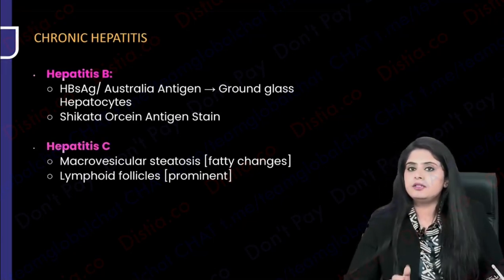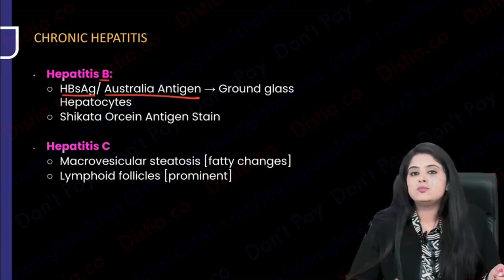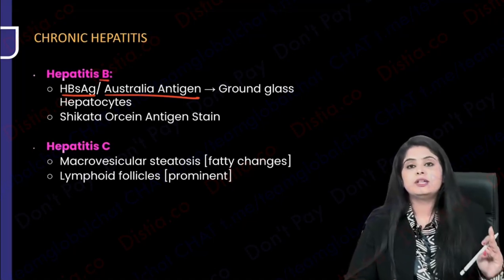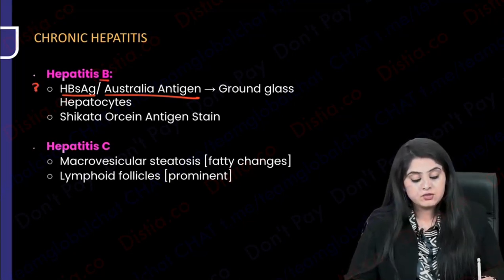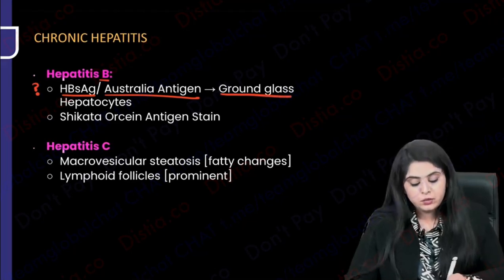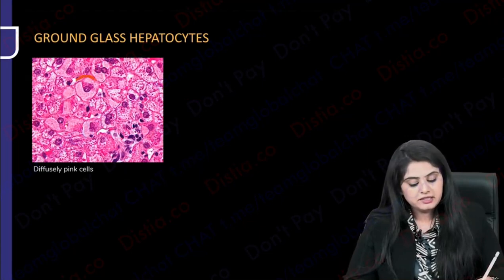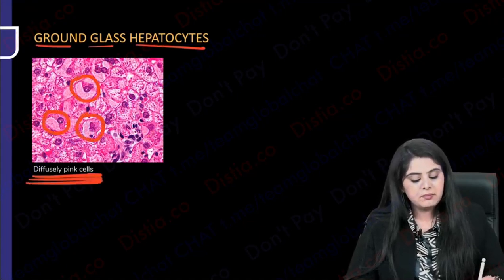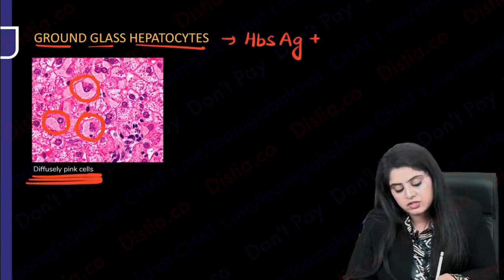So let me look at them under the microscope. Hepatitis B, remember it had an antigen called HBsAg, Australia antigen, yes? So first you'll say, ma'am, first tell me, can you look at it on a pink and blue slide and find out that maybe HBs antigen is there? Yes. We see ground glass hepatocytes. Can you all see there are these big cells which are diffusely pink? Ground glass hepatocytes are extremely pink cells and they are indicative of hepatitis B surface antigen being present.